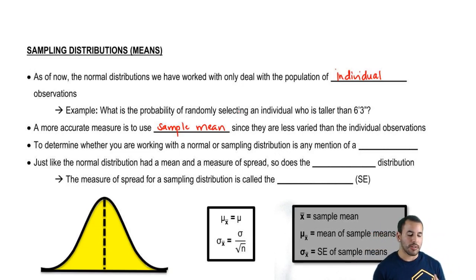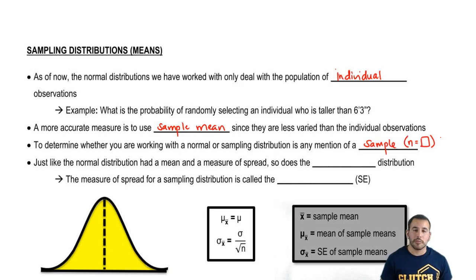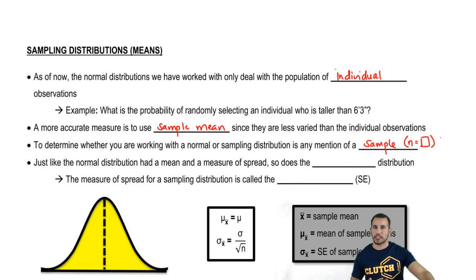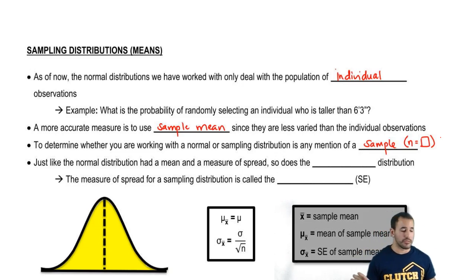So to determine whether you're working with a normal or sampling distribution, look for any mention of a sample, so n equals some number. If they ever mention a sample, automatically you're working with a sampling distribution. Because again, the normal distribution is based off a population of individual observations, so not any samples.